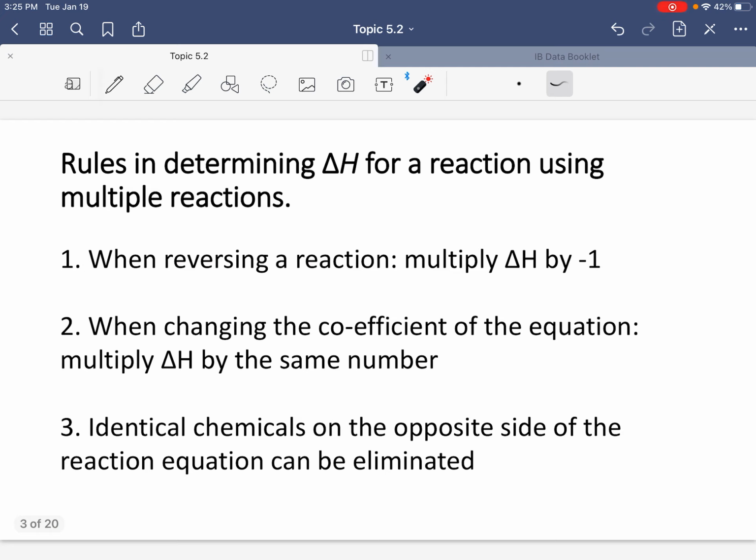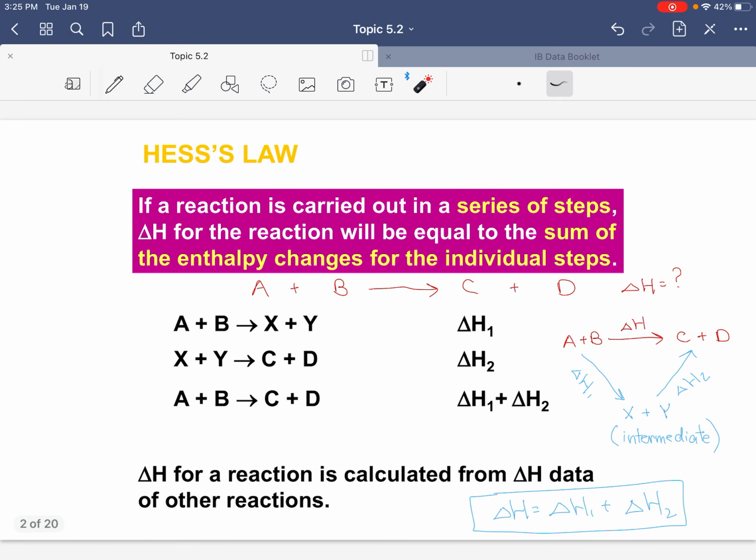Number 3, identical chemicals on the opposite side of the reaction can be eliminated. Now, what does that mean? So let's say we were to put this whole thing together. This is actually something you might have seen before. Okay, so A plus B plus X plus Y, I'm just grouping all of these, will give you X plus Y plus C plus D, which is really grouping these.